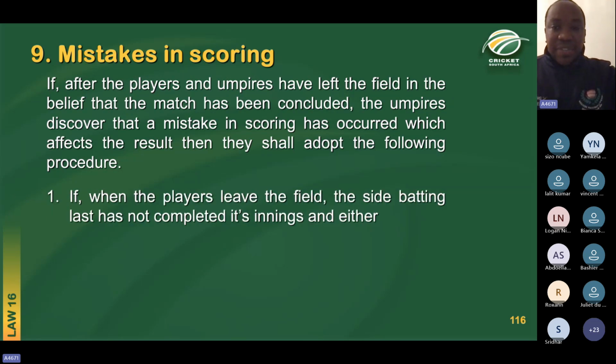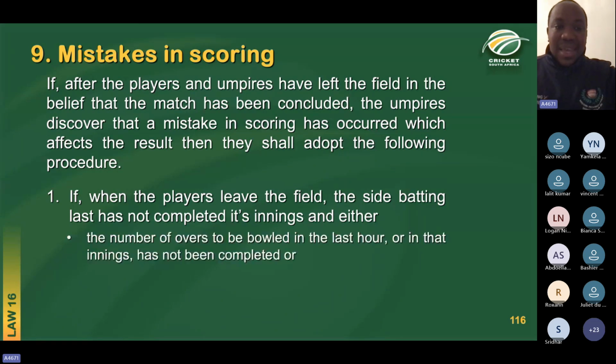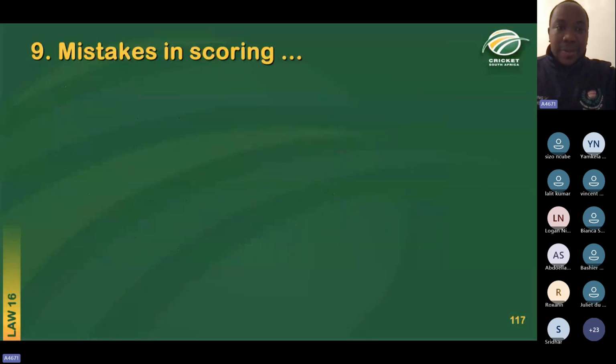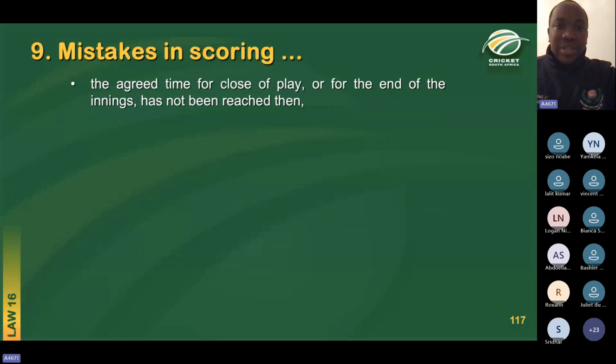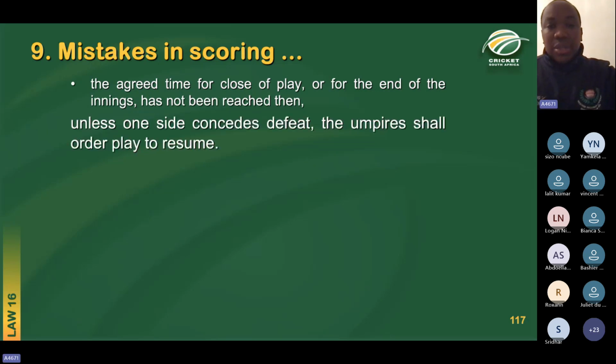If, when the players leave the field, the side batting last has not completed its innings, and either the number of overs to be bowled in the last hour or in that innings has not been completed, or the agreed time for close of play or for the end of the innings has not been reached, then unless one side concedes defeat, the umpires shall order play to resume. So we will go back onto the field and the match shall be correctly concluded.